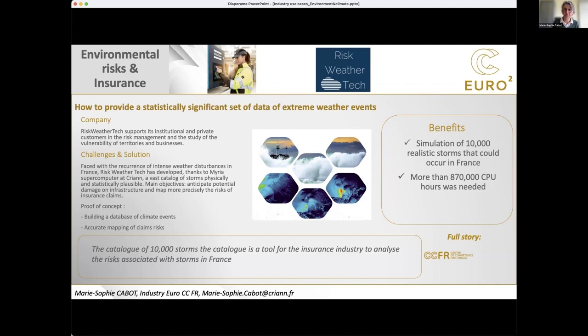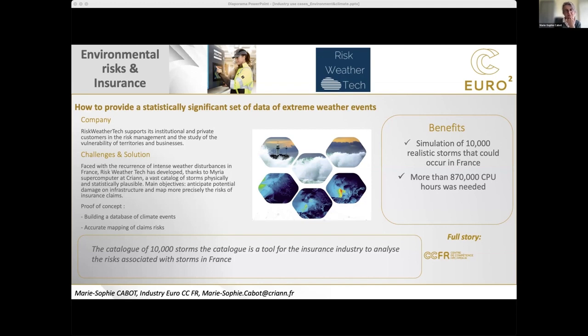And they disturbed the storm 28 times for each storm, just 4 days before it touched the French coast. So this leads to about 10,000 realistic storms with a spatial resolution of 5 kilometers. So this improves the local knowledge of wind and storms on the French territories.